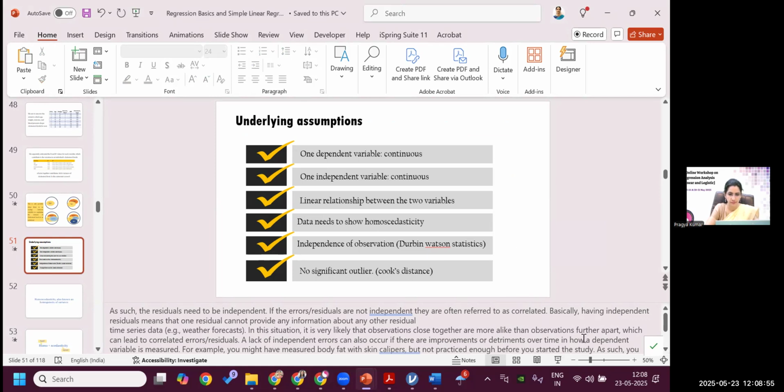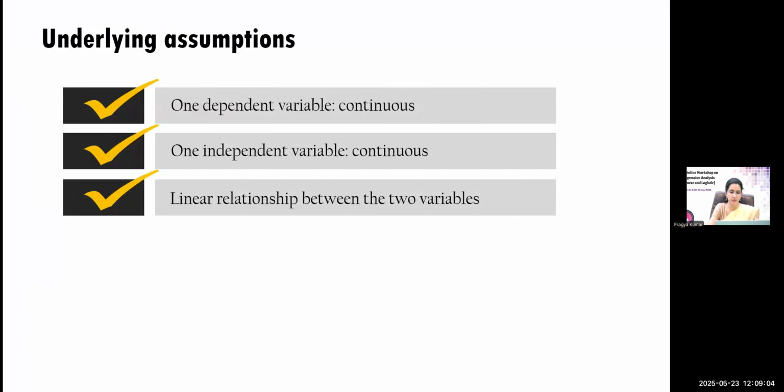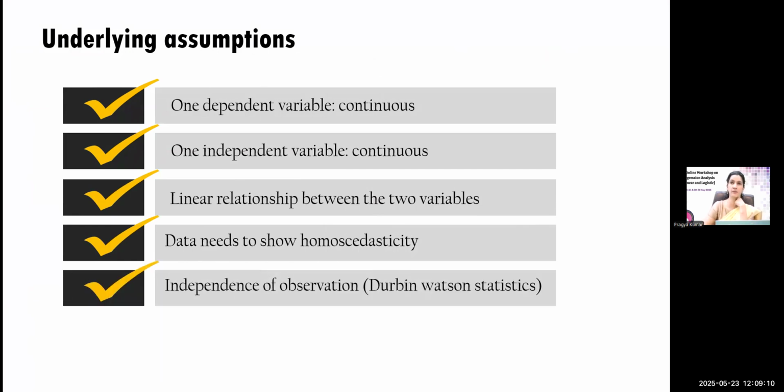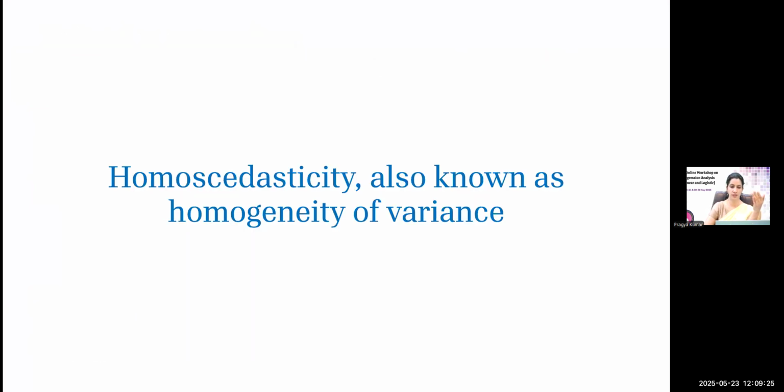Now coming to independence of observation. So what is independence of observation? It means that the data, the residuals, should not be correlated with each other. So what do you mean by correlated? Again, this is a study design issue. Generally, we say that it is a study design issue, and we also call it autocorrelation. So what is autocorrelation?